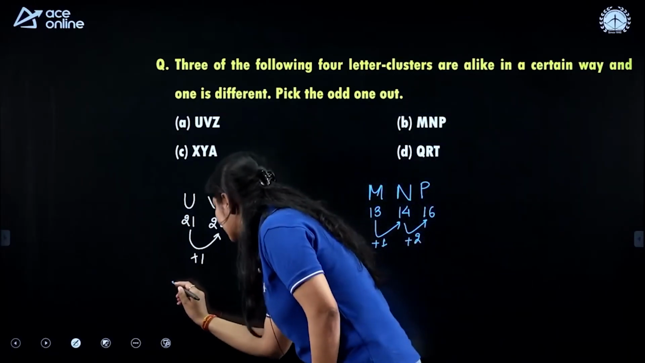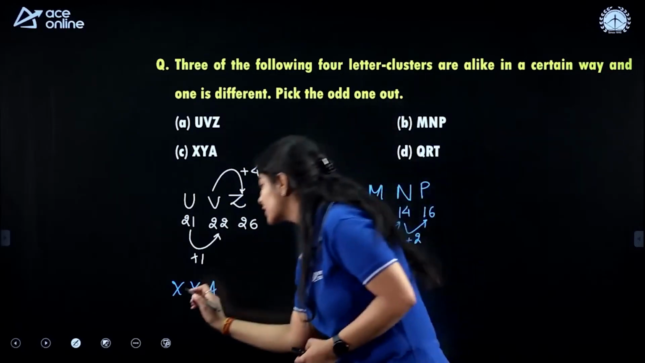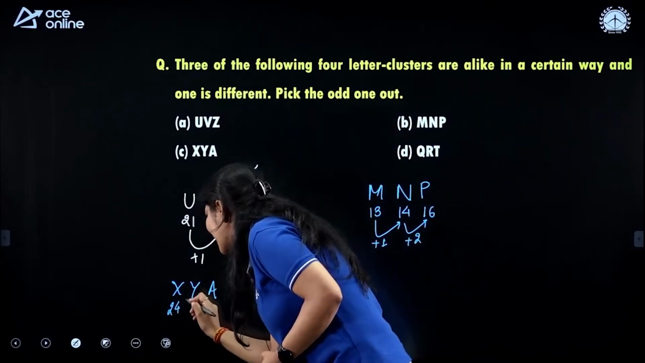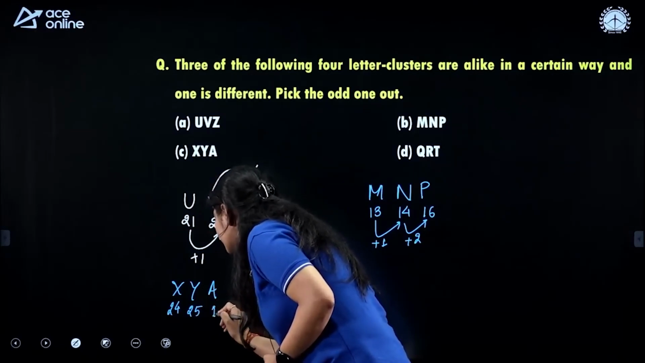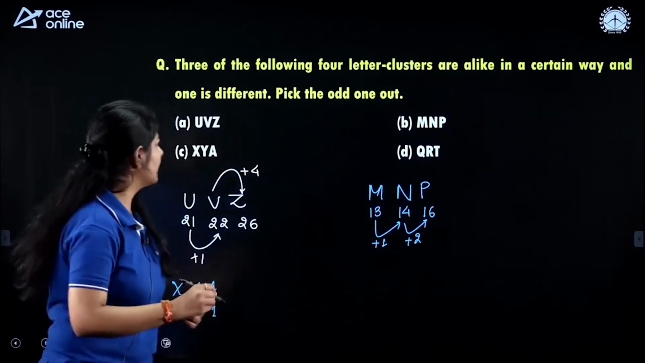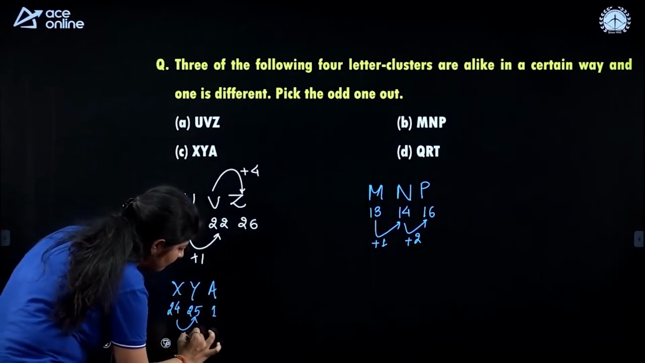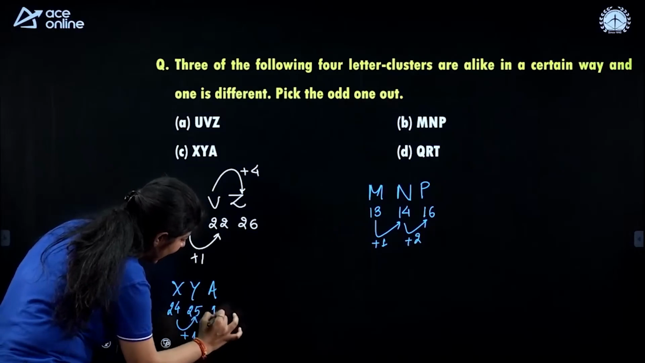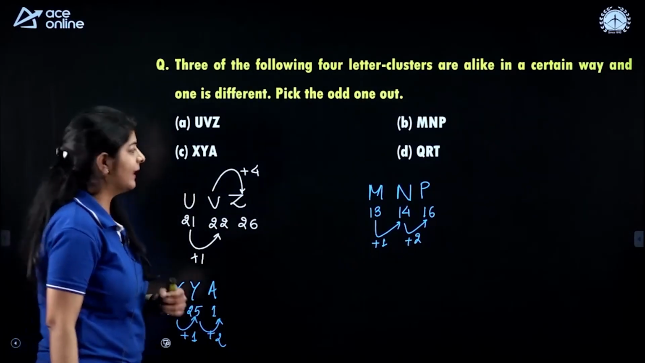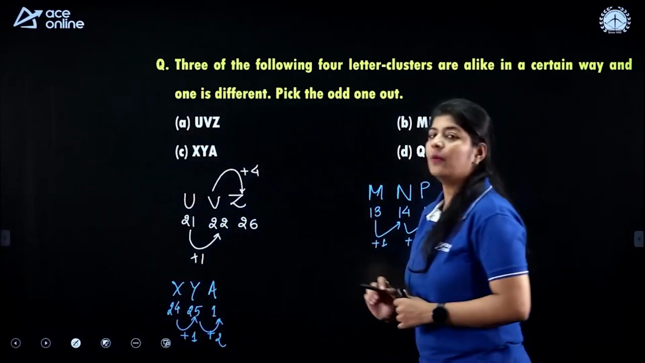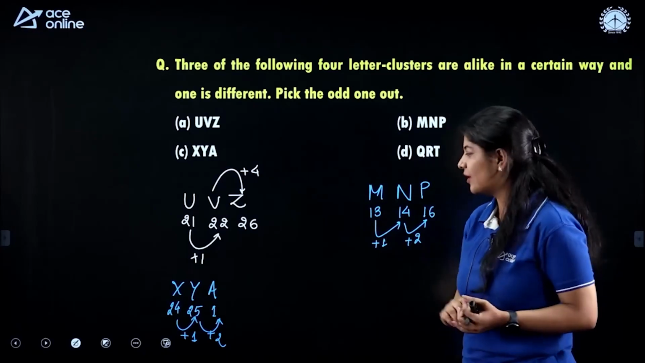Option C is X, Y, and A. X is associated with 24, Y is associated with 25, and A is associated with 1, right? These are the options we have. If we see, here there's a gap of +1, and here a gap of +2. Next, in these two options, I am getting the same pattern.